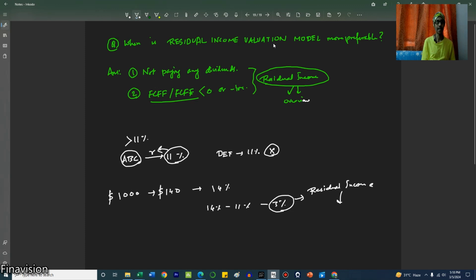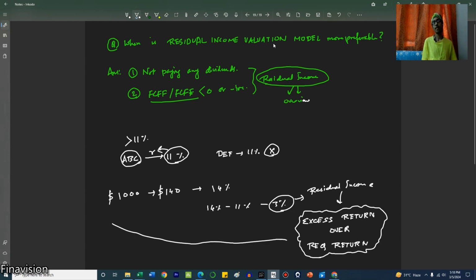Residual income is defined as excess return over the required rate of return. This is the basic definition of residual income. And when is it appropriate? When, let's say, the free cash flow model is also failing because there are no free cash flows and there are no dividends. This is an ideal situation to use this model.